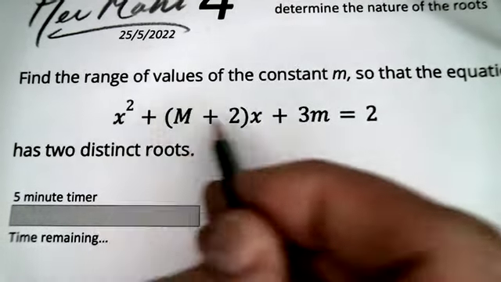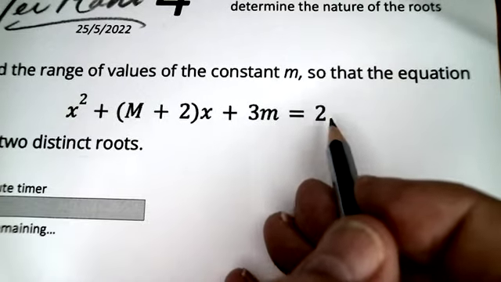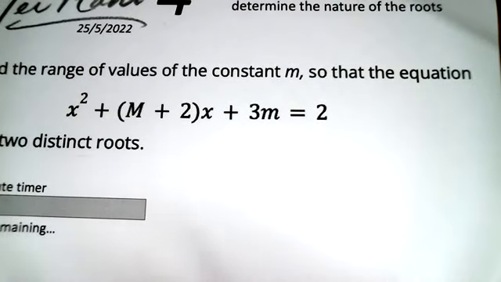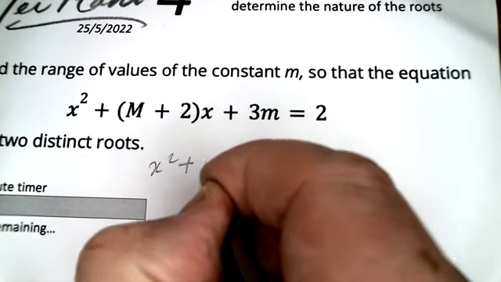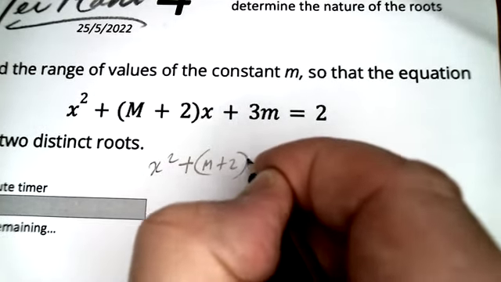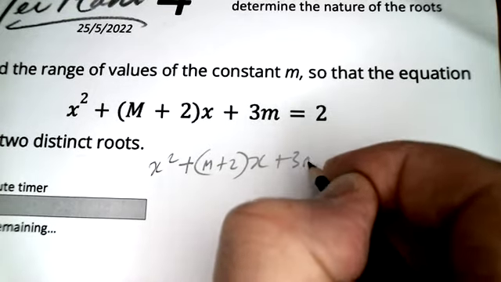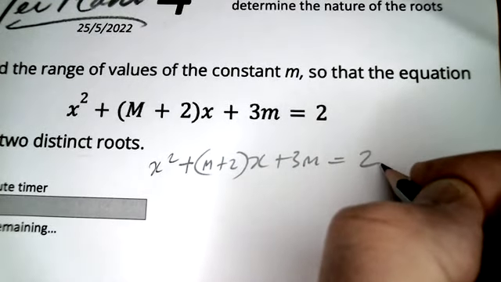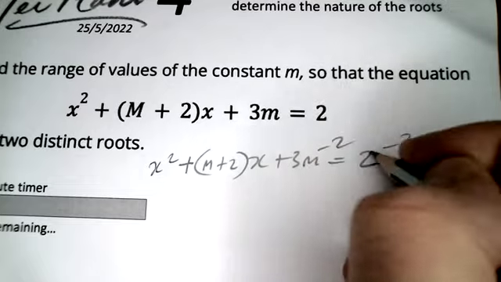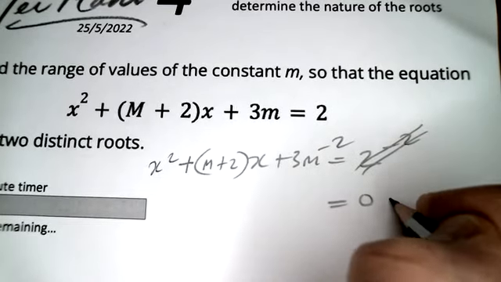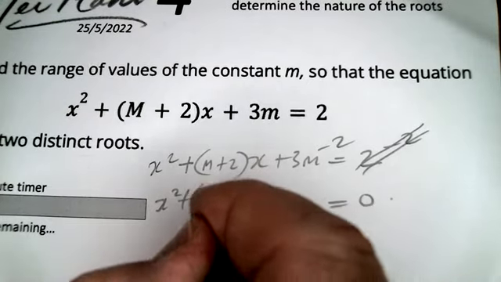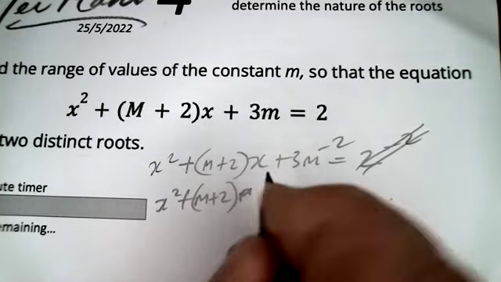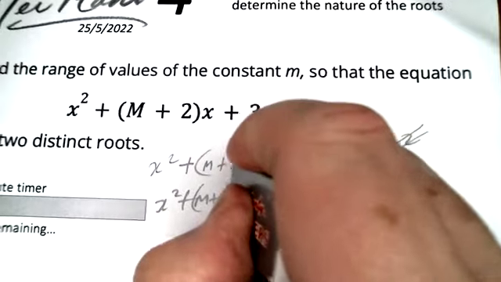But let's rewrite this so it's a proper quadratic. It's going to equal 0 because, in other words, it's ready to be solved. So here it is: x squared plus (m plus 2)x plus 3m equals 2. I'm going to subtract 2 from both sides, so this is all going to equal 0. It's going to be x squared plus (m plus 2)x.